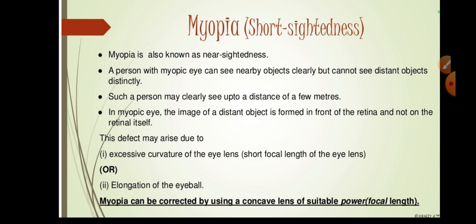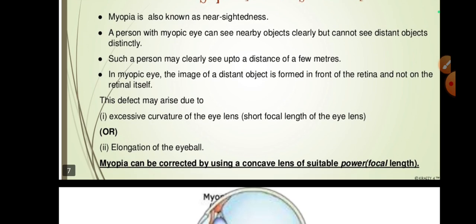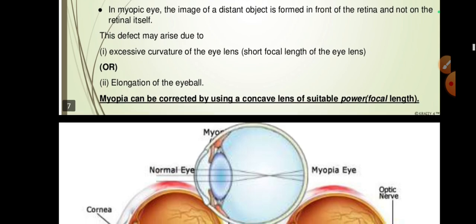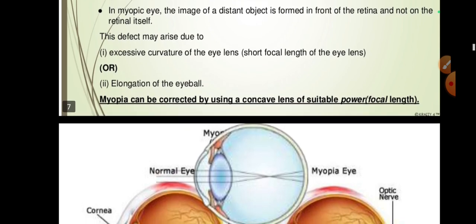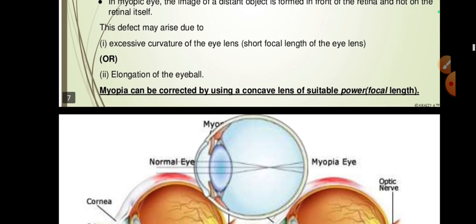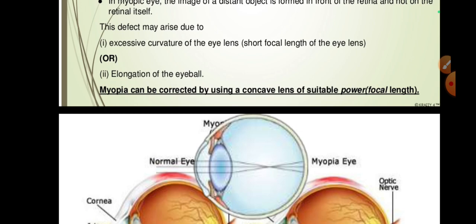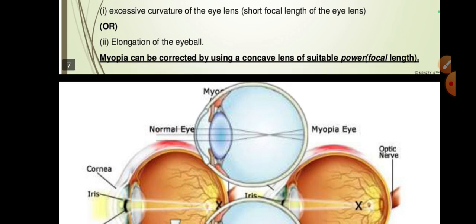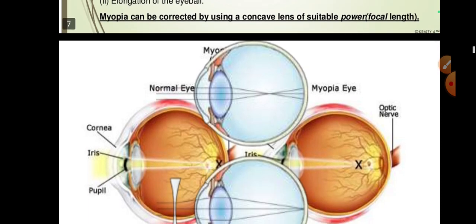Such a person may clearly see up to a distance of a few meters. In a myopic eye, the image of a distant object is formed in front of the retina and not on the retina itself. This defect may arise due to excessive curvature of the eye lens, short focal length of the eye lens, or elongation of the eyeball.